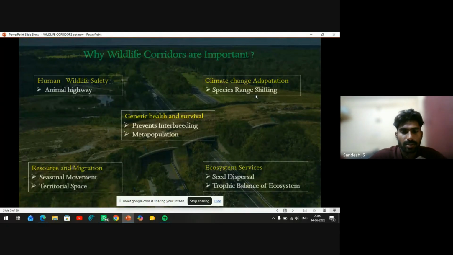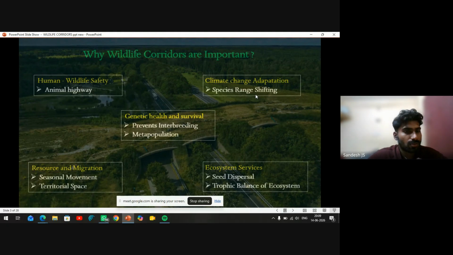Climate change has progressed drastically in recent years and maybe will in the future also. Due to that, species are moving to colder, higher altitudes because they can't survive in this heat. The main cause is global warming, so they are migrating towards higher, cooler altitudes or spaces.